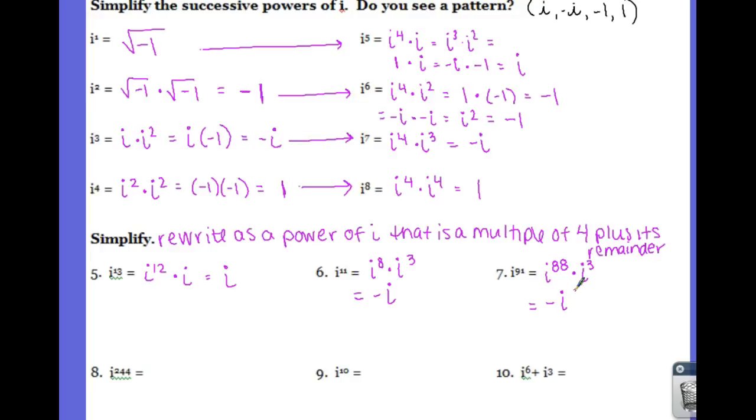244. It is a multiple of 4. Therefore, i to the 244 is really just 1. Okay, 10. So you make it i^8 times i squared. So you get negative 1 because i squared is negative 1.